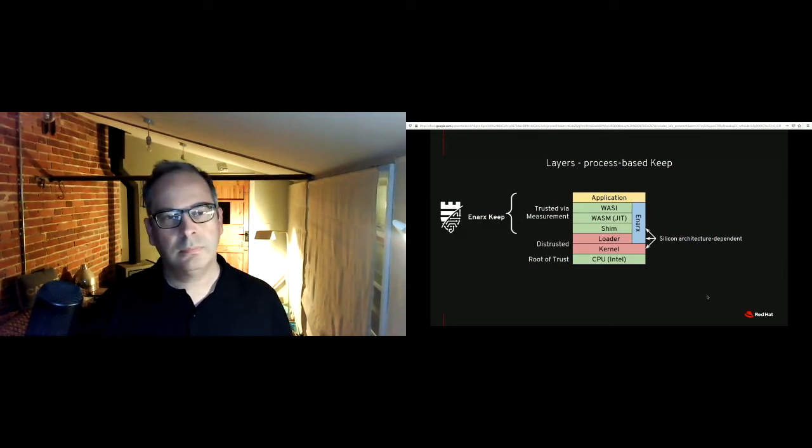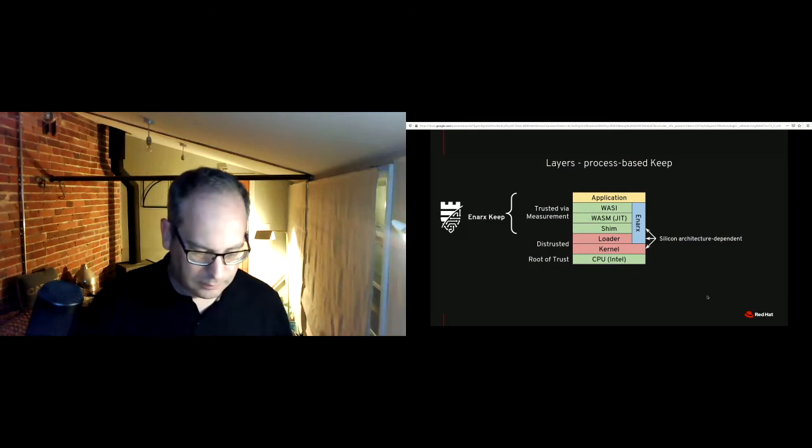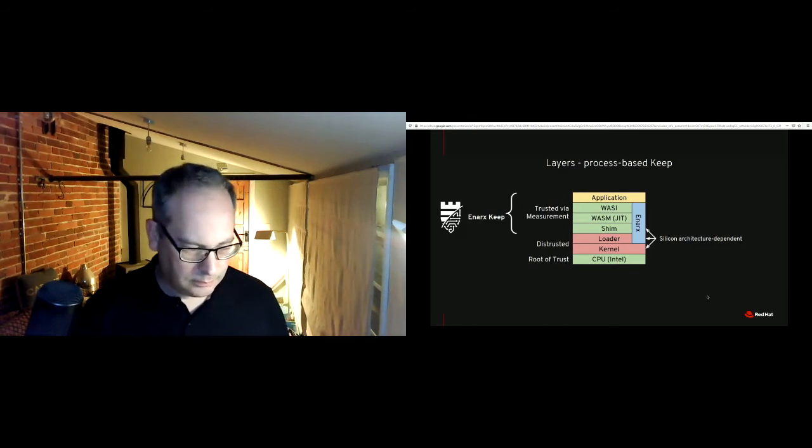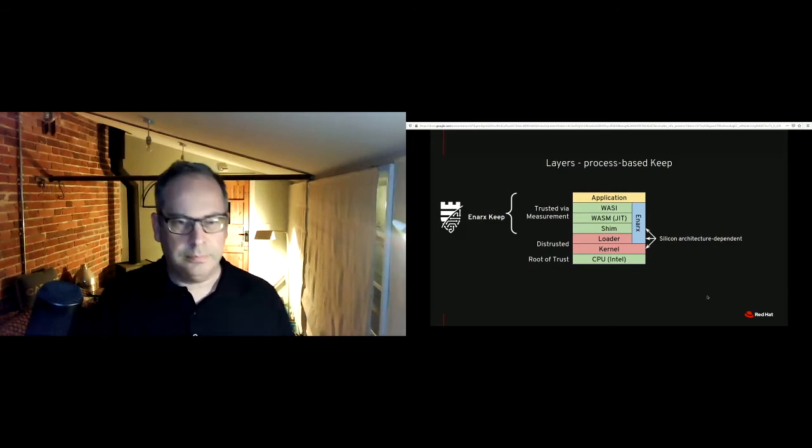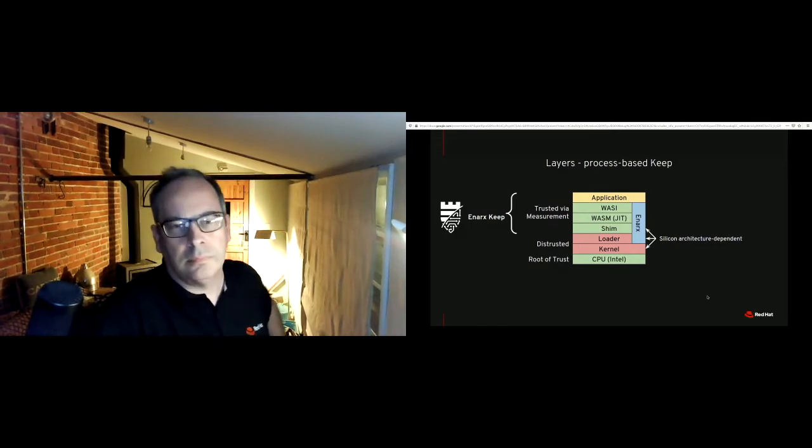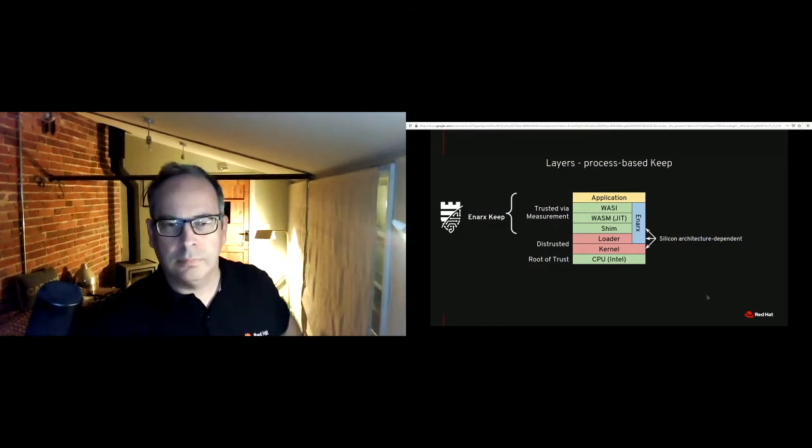The same is true with the shim. The shim is a layer which adapts the specific hardware technology to be able to support a static PI binary. Basically everything from the shim layer above looks exactly the same, both to Enarx and the application, whereas everything from the shim layer and below is architecture dependent.